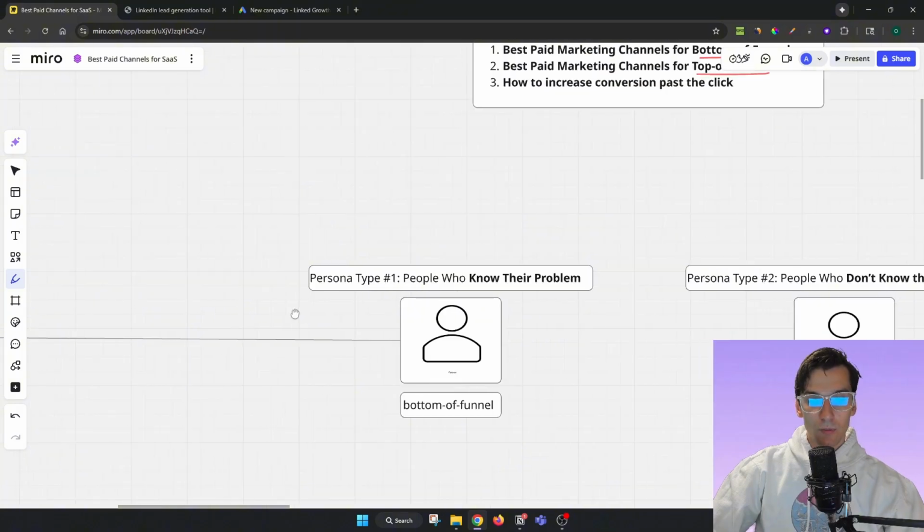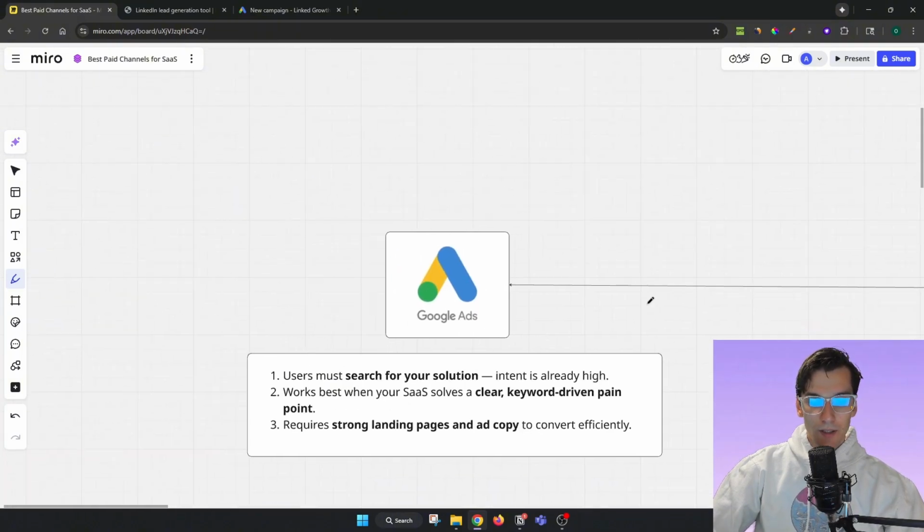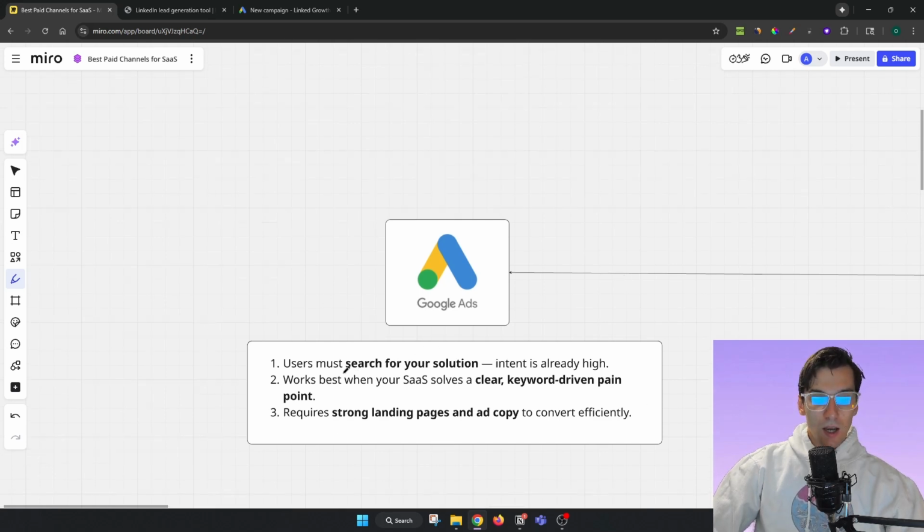So let's start with persona number one, bottom of the funnel, and, you might have guessed, it is Google Ads. Google Ads is the best for people who are already searching for your solution, and there are a few things here. Number one, they already must be searching for your solution, which means this is keyword based or theme based. They already know what they're searching. They're going to go on Google, type up the problem that they have, or potentially the solution, and you must appear in front of them. You need to have clear keyword-driven pain points.